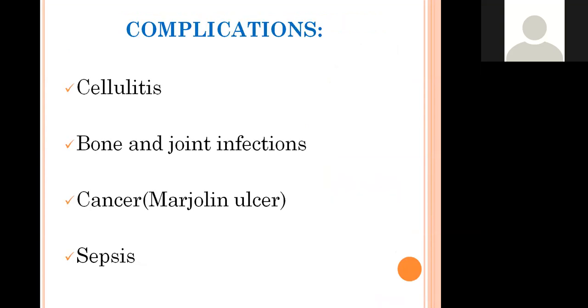So the complications of pressure sore: firstly, cellulitis, which is an infection of the skin and the connective soft tissue, resulting in warmth, redness, and swelling of the affected area. Then bone and joint infections, when the infection from the pressure ulcer penetrates into the joints or the bones. Joint infection can damage the cartilage and the tissues, and bone infection can reduce the function of the joints and the limb. Then cancer or Marjolin ulcer: when there is a long-term non-healing wound, it can develop into a type of squamous cell carcinoma. And then sepsis: rarely, a skin ulcer can lead to sepsis.